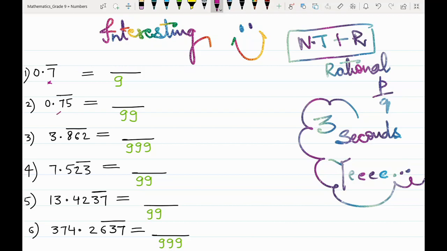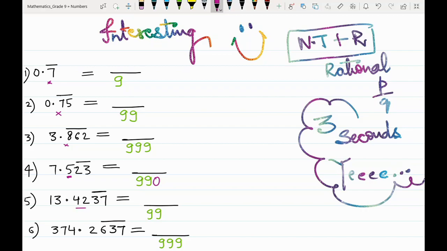In the second example also, I have no digit without bar after decimal. So no 0 will come in the denominator, only nines will come. Third example, again I have nothing without bar after the decimal, so no 0 will come. Number 4, you can see it's 523 after decimal, but 23 is under the bar. 5 is the only digit which is without bar after the decimal. So how many digits you have? One digit. So I will place 1 zero after my nines. So it will be 990.